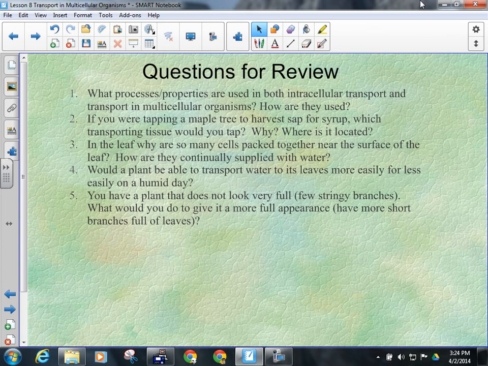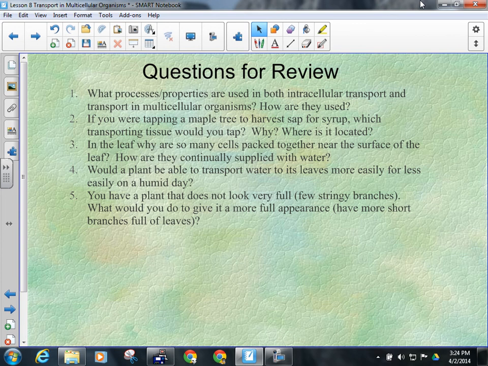In the leaf, why are so many cells packed together near the surface of the leaf? What's the advantage in the palisade layer there of having all those cells tightly packed? Seth? Right. The more cells you have on that top side of the leaf, the more photosynthesis you can carry out. How are they supplied with water? Well, the xylem brings it up, and it gets into that spongy layer and can move by diffusion into those cells as they need it.